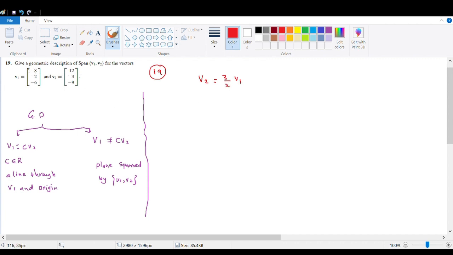Because if we take 3 over 2 and multiply it by V1, we get the vector V2. So here, if we evaluate 3 over 2 V1, this will give us 3 over 2 multiplied by 8, which is 12, 3 over 2 multiplied by 2, which is 3, and 3 over 2 multiplied by minus 6, which is minus 9. This one gives us V2. So we can rewrite these two vectors as one vector multiple of each other.